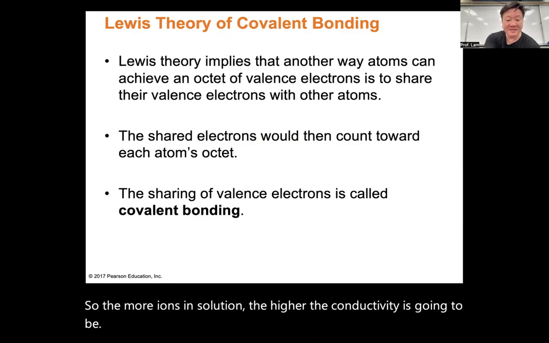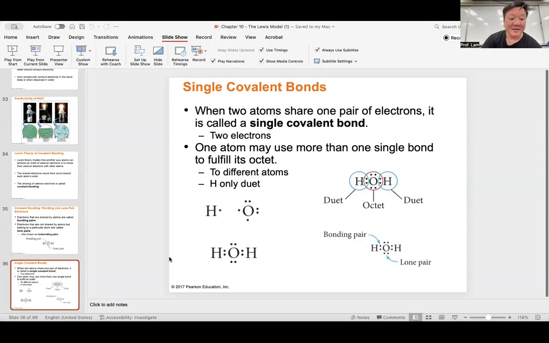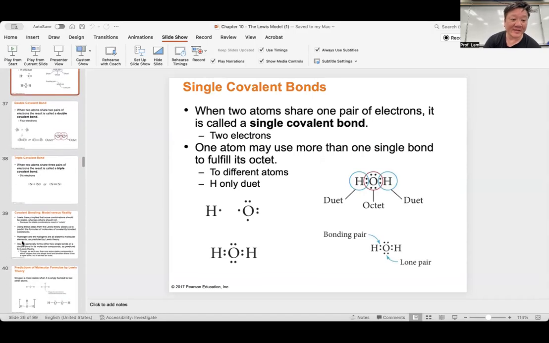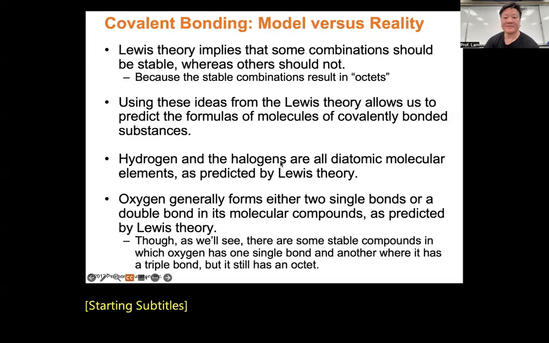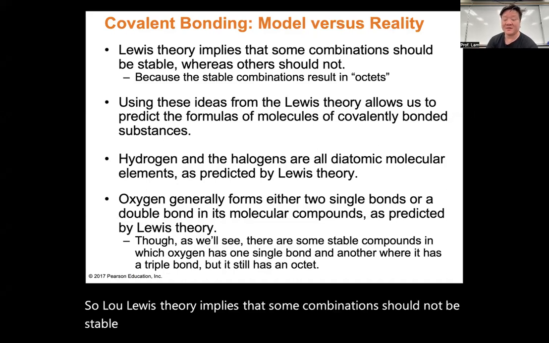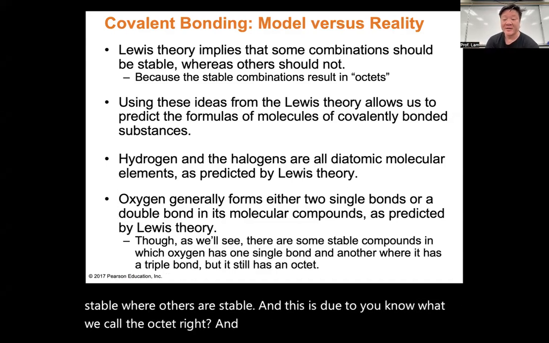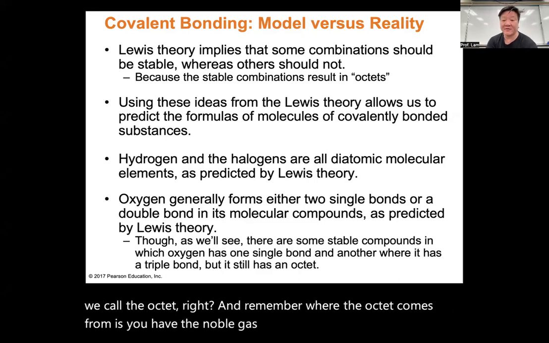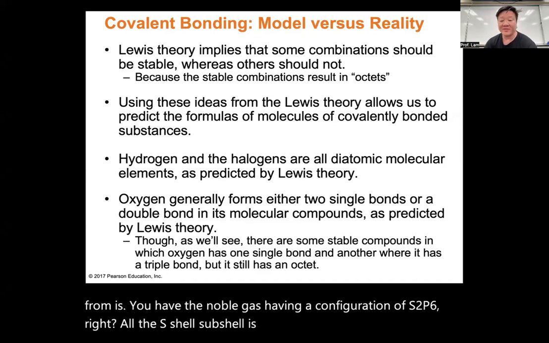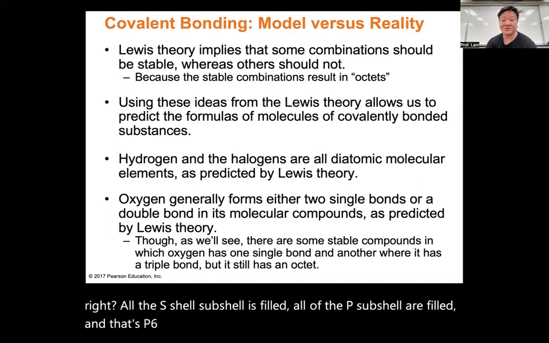Okay, so now let's see the model versus reality for covalent bonding. So Lewis theory implies that some combinations should not be stable, where others are stable. And this is due to what we call the octet. And remember where the octet comes from is you have the noble gas having a configuration of s2p6. All of the s subshell is filled. All of the p subshell is filled, and that's p6, and s2. So 6 plus 2 is 8.